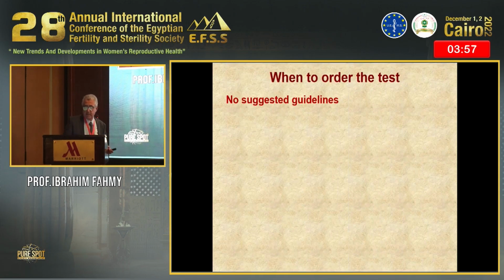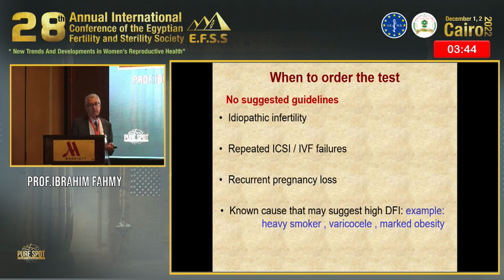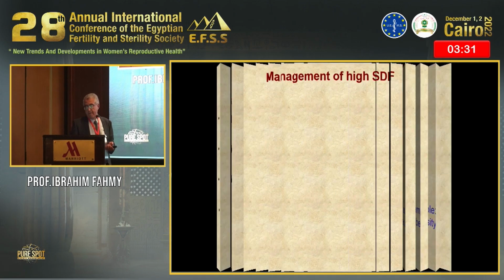When to order these tests? There are no internationally accepted guidelines, but we can ask for it in idiopathic infertility, repeated ICSI failure, recurrent pregnancy loss, or if the patient has a known cause that may suggest high sperm DNA fragmentation, like being a heavy smoker, having a varicocele, marked obesity, something like this, or any general condition.